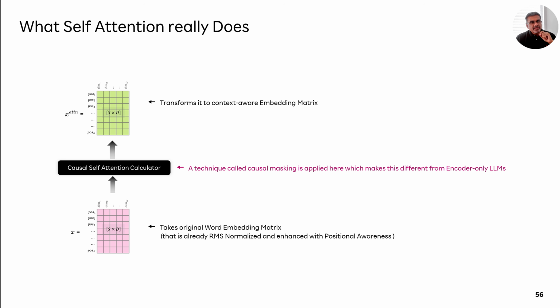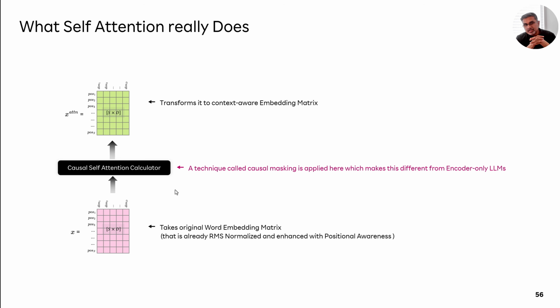Now, one of the key things to understand here is that this causal self-attention is somewhat different from the self-attention that I taught you in the very first episode, because our training objective for a decoder-only transformer is to train it so that it can predict the next word. The technique called causal masking is used to calculate the self-attention scores.